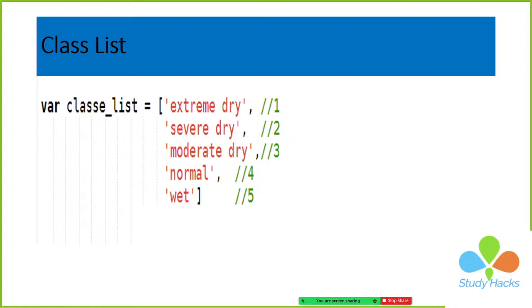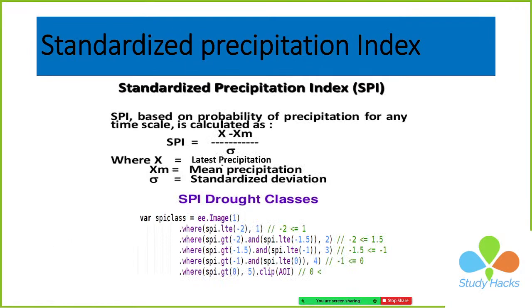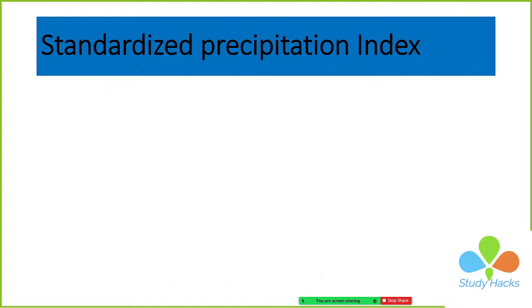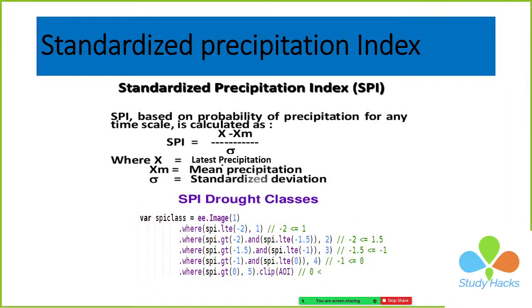Okay, 1 is the extreme dry, then 2 is the severe dry. And what is the condition for the 2? You can see when the value is greater than -2 and less than or equal to -1.5, then it will show the result as severe dry. So for all of the indices, such as SPI, we can classify the total 5 classes according to this pixel value.